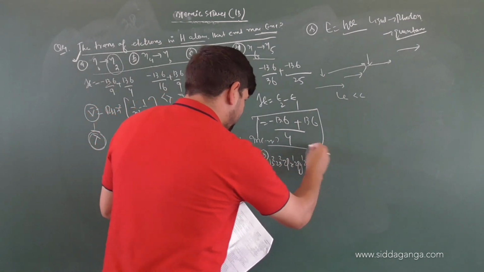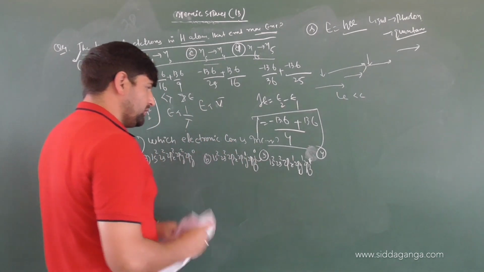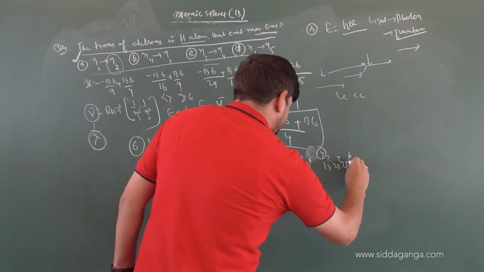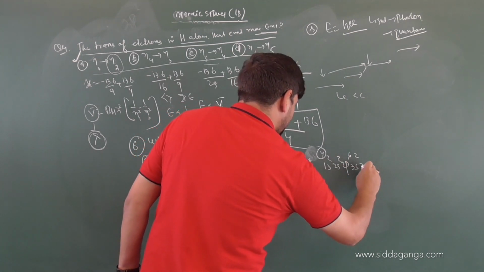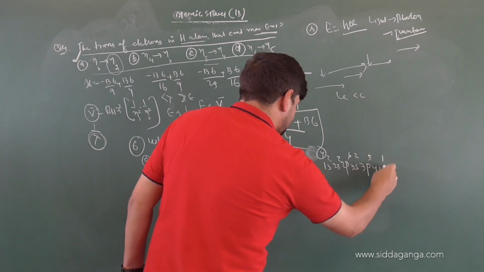And the fourth option is 1s2, 2s2, 2p6, 3s2, 3p5 and 4s1.